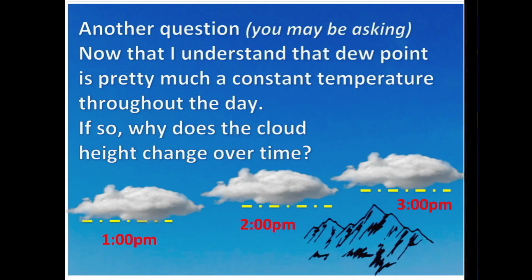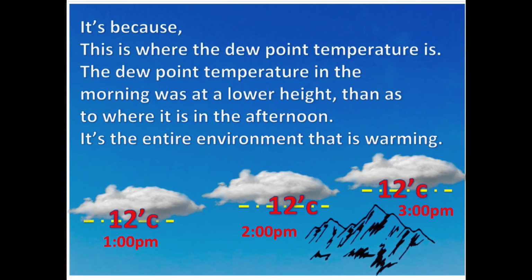Another question you may be asking, now that I understand that dew point is pretty much a constant temperature throughout the day, if so, why does the cloud height change over time? It's because this is where the dew point temperature is. The dew point temperature in the morning was at a lower height than as to where it is in the afternoon. It's the entire environment that is warming.